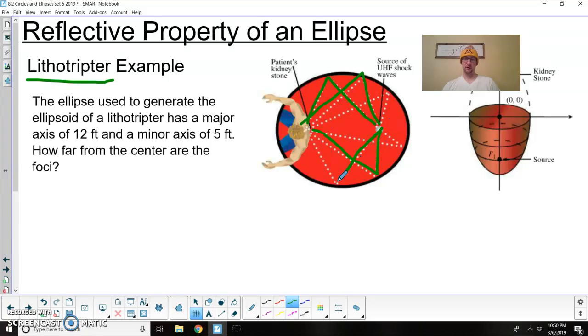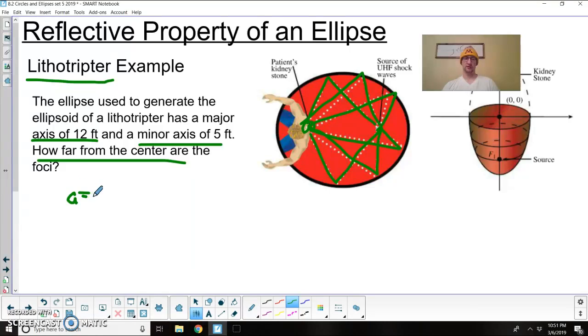So you're focusing all this energy on that one spot, and you're able to do that because of the way that ellipses work, and that the sum of these distances that I'm drawing are all the same. So I know that I'm going to go from focus to focus and hit that spot. The question we're asked is, if this thing has a major axis of 12 and a minor axis of 5, how far from the center are the foci?